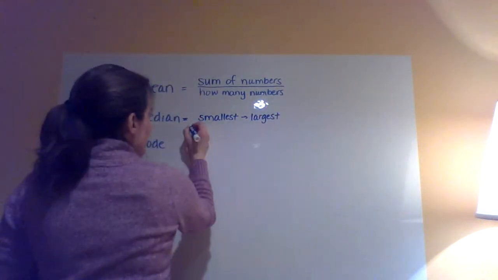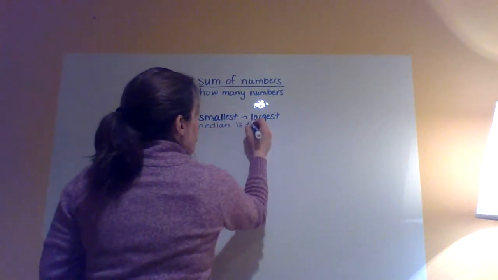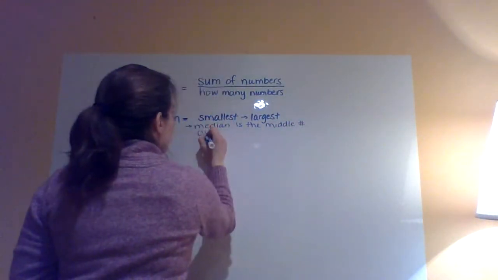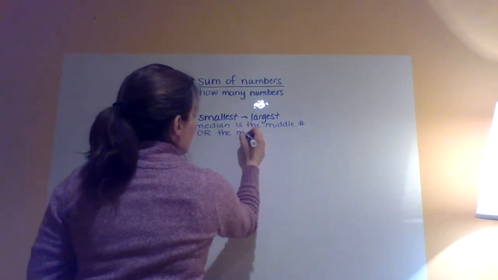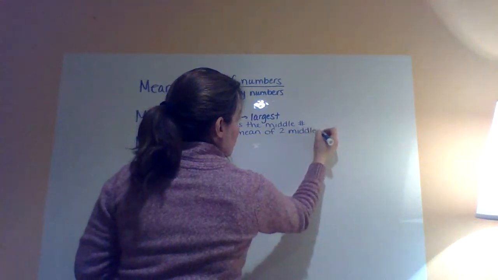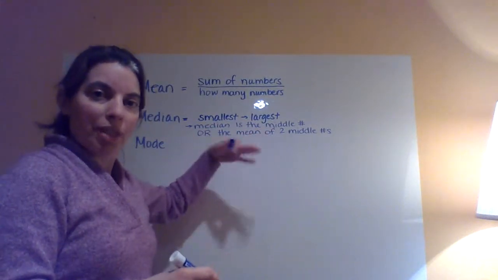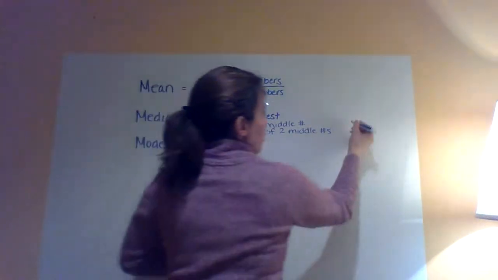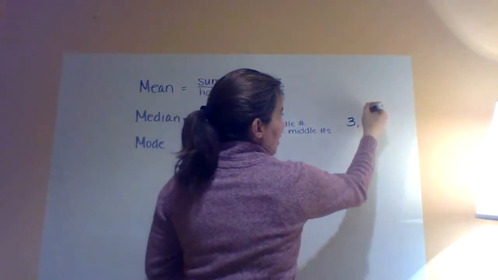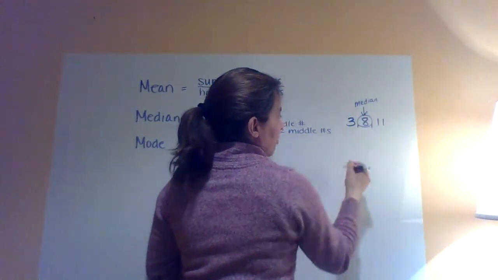Okay, and then the median is the middle number or the mean of the two middle numbers. So this depends on whether we have an even number of data points or an odd. So let's pretend I just had 3 numbers. I had 3, 8, and 11. Okay. If I have 3, 8, and 11, then 8, the middle number, once they're in order from smallest to largest, this middle number is my median.